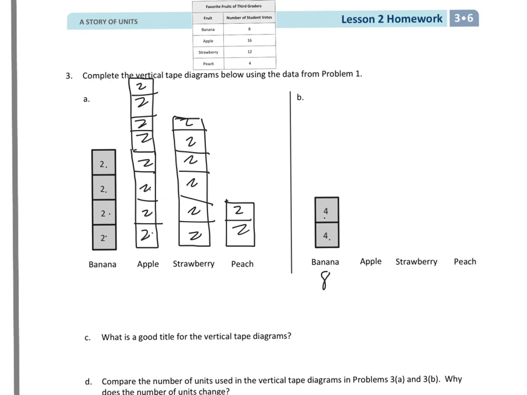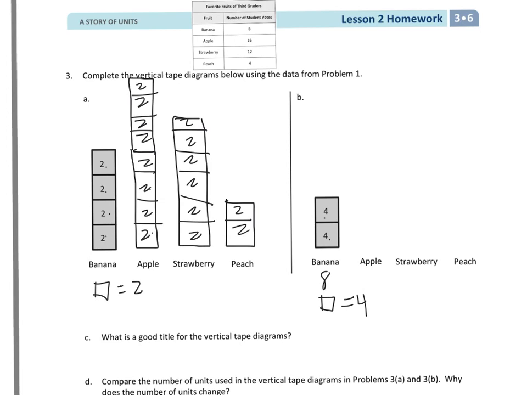have 4 8, so we're counting by 4s. So the number, what the box represents, is now changing. Over here, a box equals 2. Here, a box equals 4. So my unit is changing, my little unit square. So now I'm going to count by 4s.